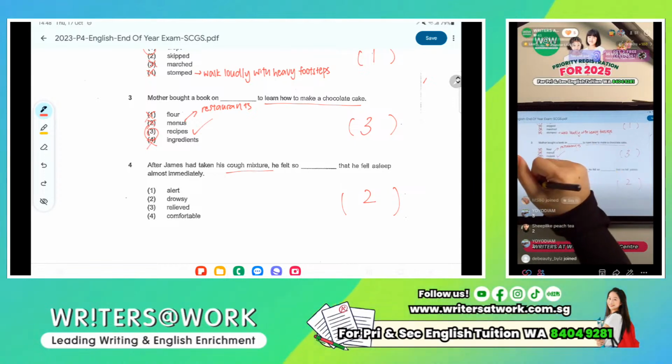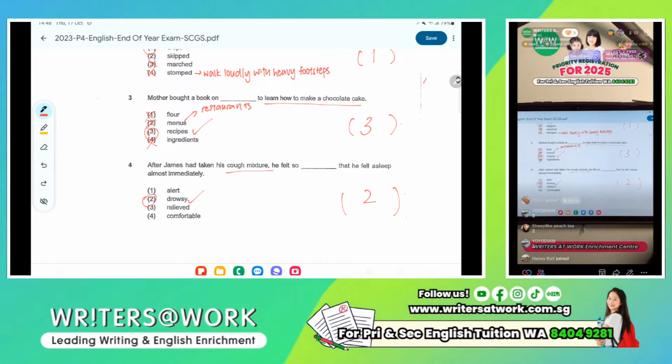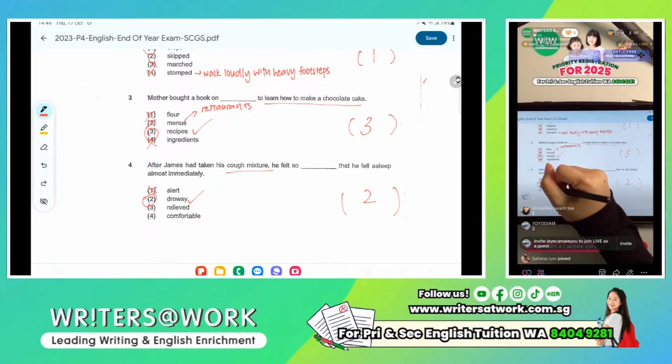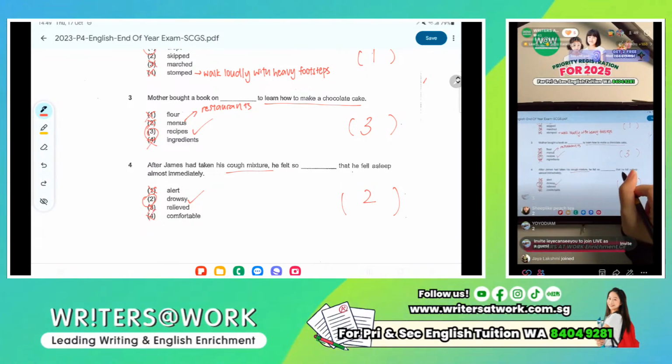So drowsy. That is correct. Because you definitely don't really feel alert after taking medicine because they want you to sleep, right? So it is not relieved or comfortable as well, because the phrase behind says that he fell asleep almost immediately. So this would give us the clue to him being drowsy.